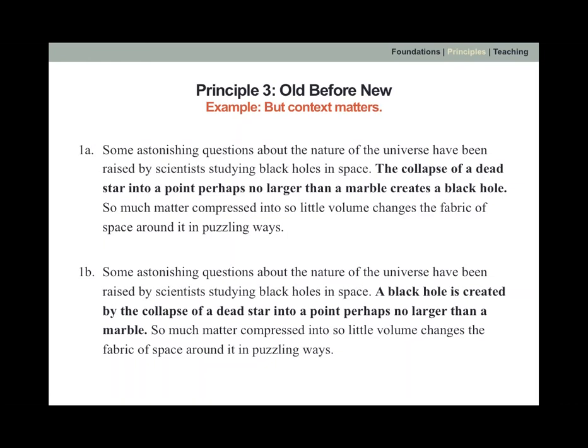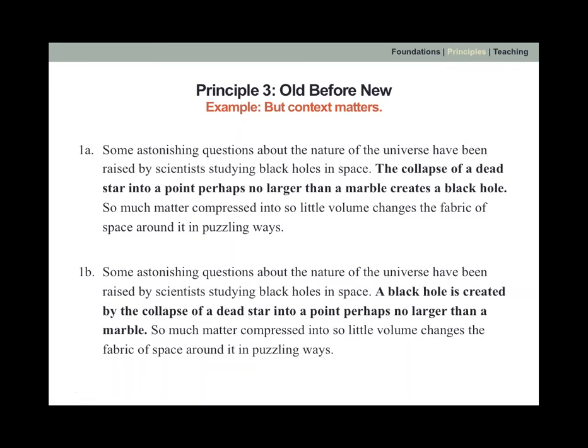So much matter compressed into this little volume changes the fabric of space around it in puzzling ways. That version might seem a little bit choppy to you. This version, on the other hand, will seem better because you're linking the idea of a black hole in space that we pick up at the end of this sentence to the beginning of the next, and then we're linking the idea of matter being compressed into the subject of the third sentence. Some astonishing questions about the nature of the universe have been raised by scientists studying black holes in space. A black hole is created by the collapse of a star into a point perhaps no larger than a marble.